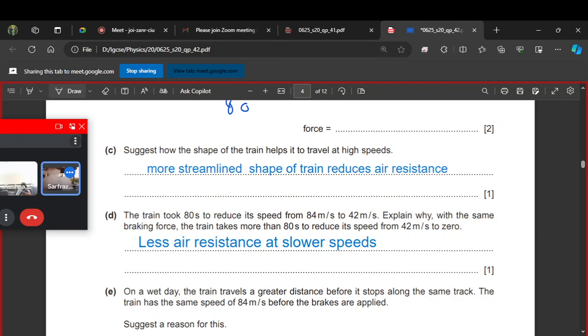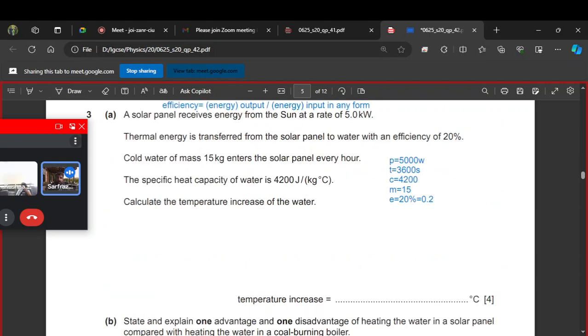Next question says that a solar panel receives energy from the sun at a rate of 5 kilowatt. The thermal energy is transferred from the solar panel to the water with an efficiency of 20%. Cold water of mass 5 kg flows into the solar panel every hour. The specific heat capacity of water is 4200 joule. Calculate the temperature increase of the water. How will you calculate the temperature increase?